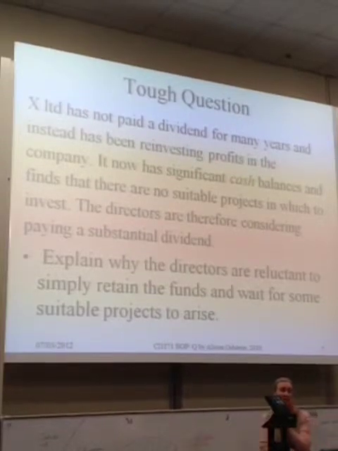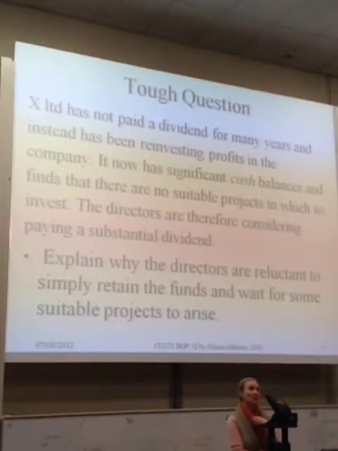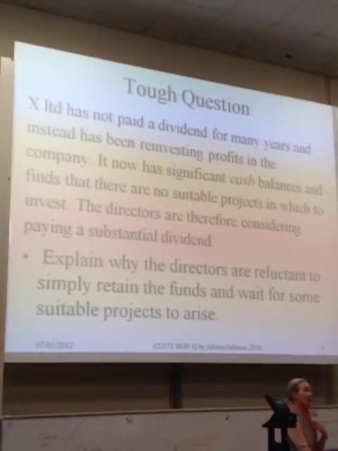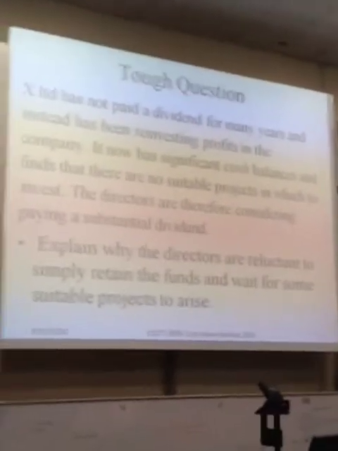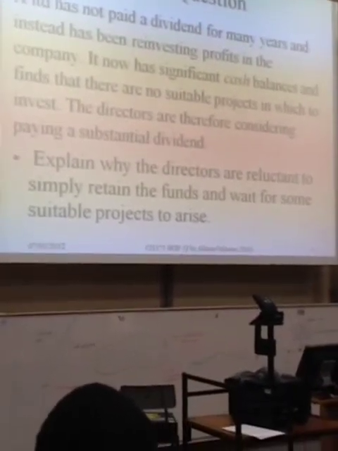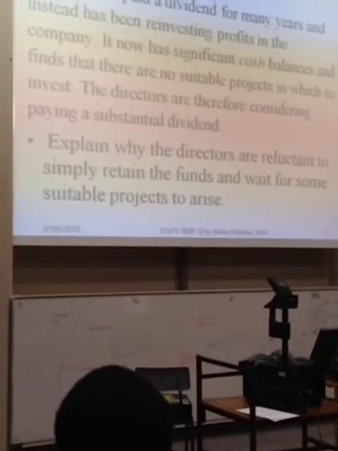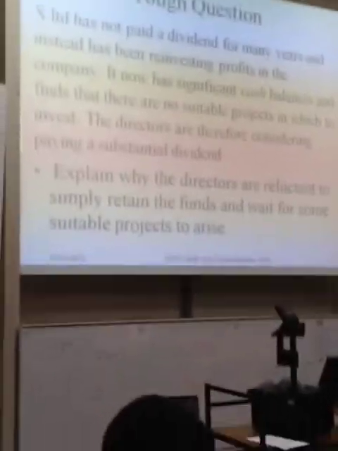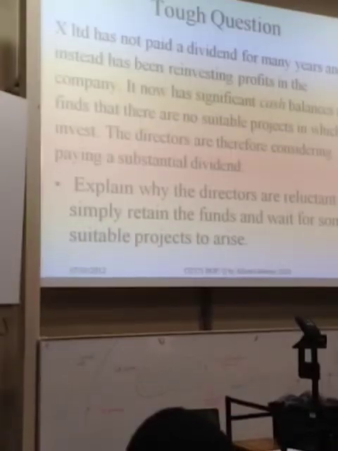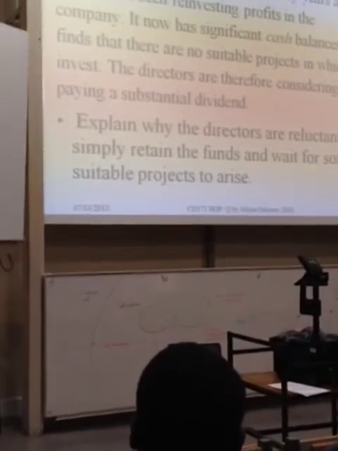Explain why the directors are reluctant to simply retain those funds, the cash balances, and wait for some suitable project. That's a very hard one. There are four reasons. Write them down if you think you know them. It might help if you look at certain companies yourself, certain PLCs, have a look at their balance sheet and the figures, for example, in current assets, cash balances. If they're very large, you might want to ask yourself these questions.